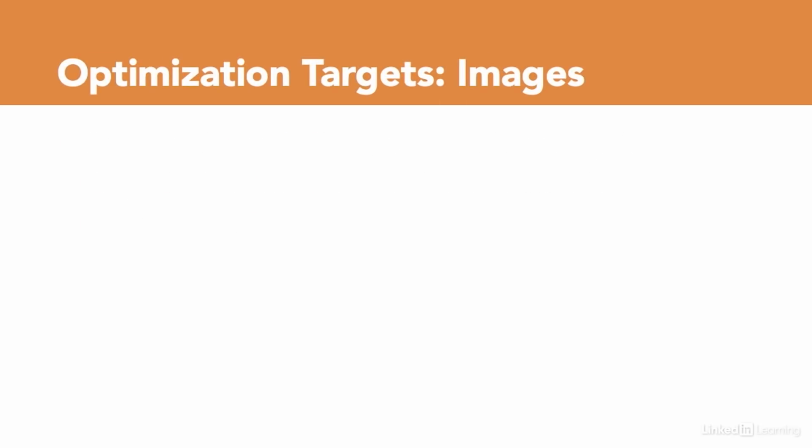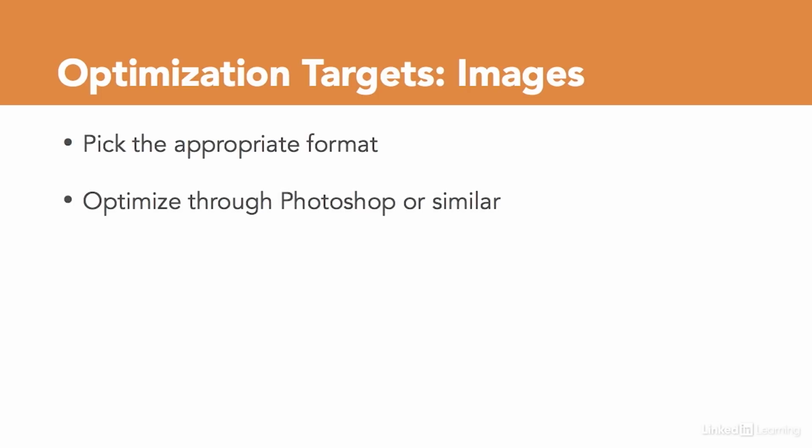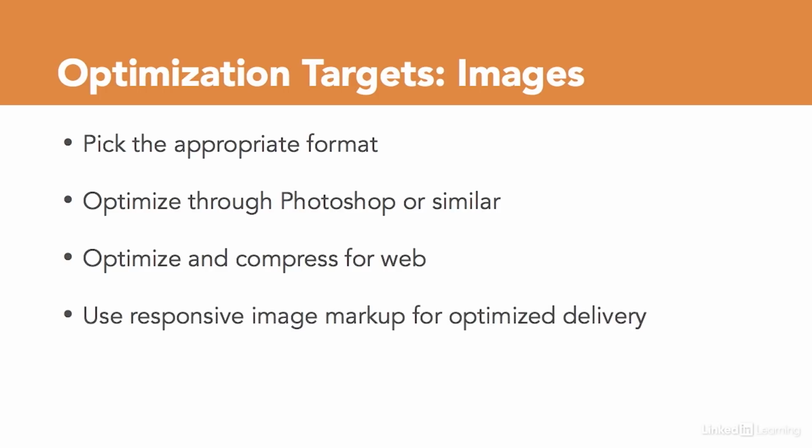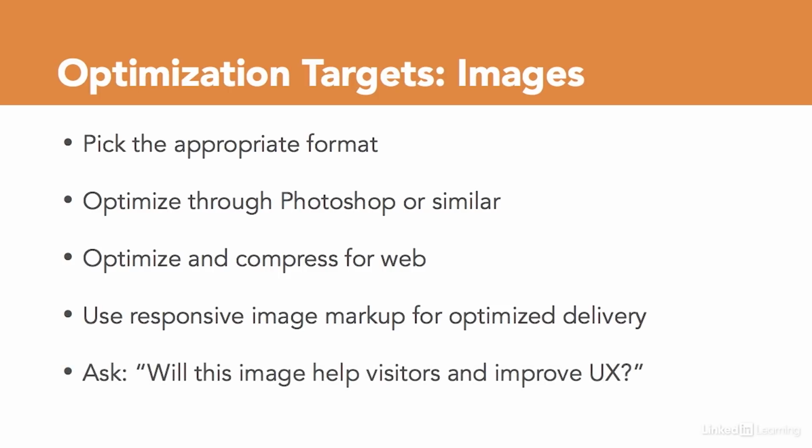Finally, we have images, the main cause of page bloat and the biggest opportunity for performance optimization. We'll cover image optimization in greater detail later on, but here's a sneak preview. Everything from file format to image quality, to encoding, to compression, to size, to delivery, and display method will have a significant impact on the overall performance of a site. Not to mention always asking the question, will this image help the visitor and improve their user experience? More often than not, the answer is no.